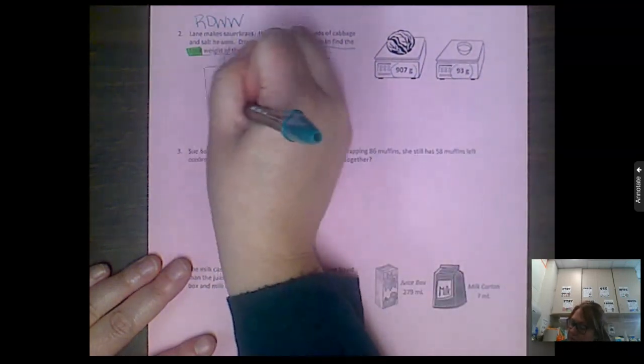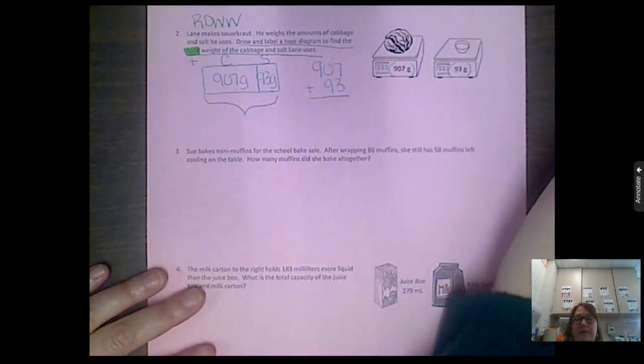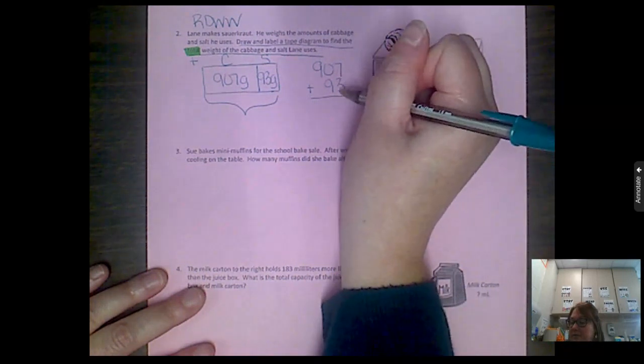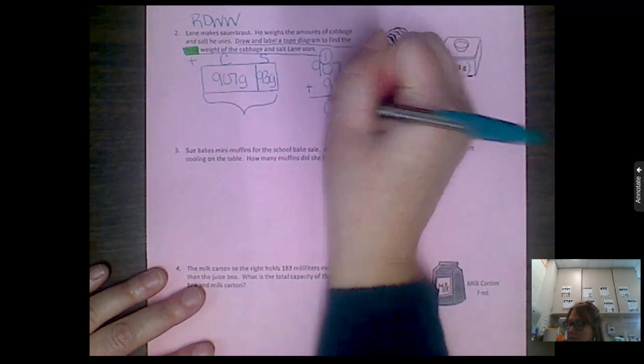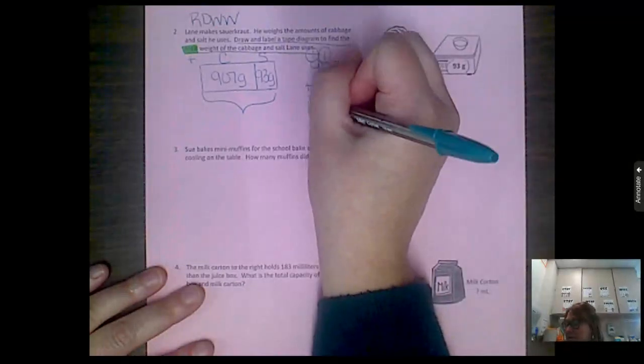And I want to find the total weight of the cabbage and salt. Okay, so what do I do to those two numbers? I'm going to add them, right? When I ask for the total, I'm going to add. So I've got 907 plus 93. Okay, so then I start with my ones column. 7 plus 3 is 10, so 0, carry the 1. And then in my tens column, I have 1 plus 9, which makes a 10, 0, carry the 1 again, and 9 plus 1 is 10. So I stick my 10 right there.